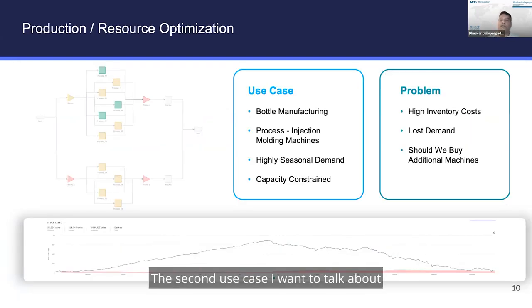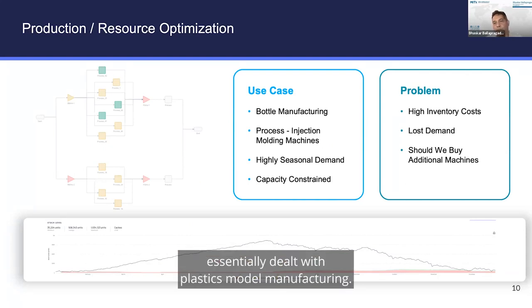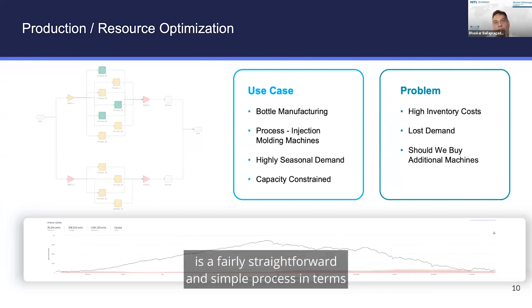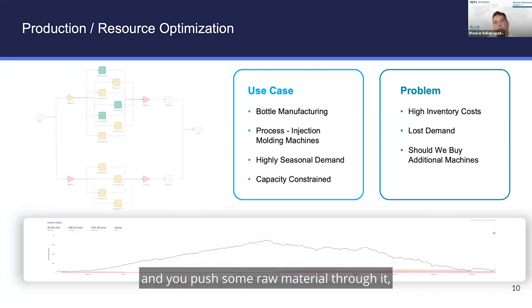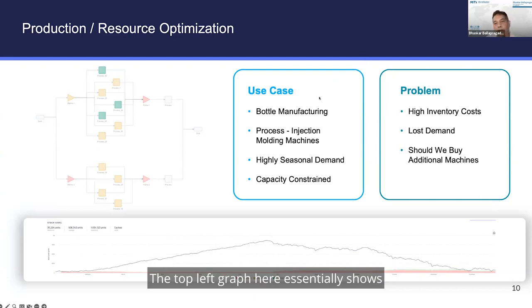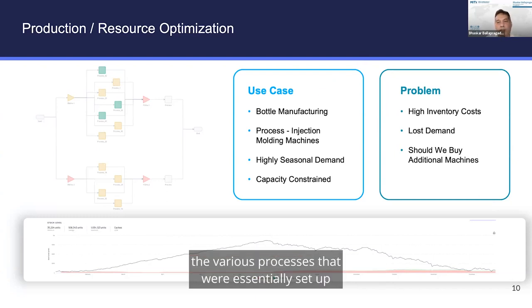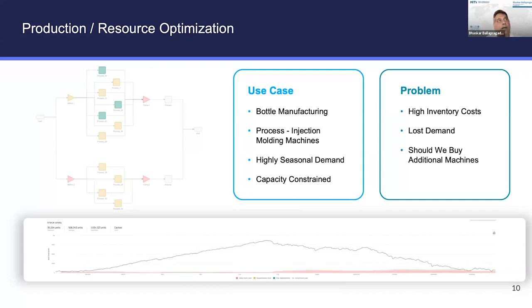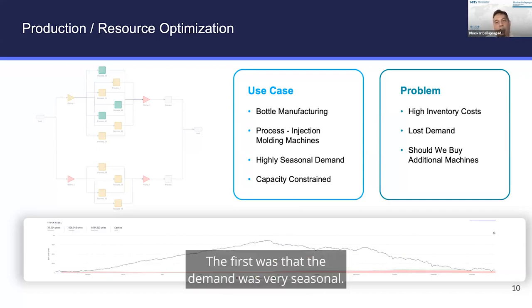The second use case I want to talk about centers around production. Now, this particular use case dealt with plastic bottle manufacturing. It's a fairly straightforward and simple process: you essentially have an injection molding machine and you push some raw material through it and out comes the end product. The top left graph here shows the various processes that were set up for the most part in parallel. The challenge that they were having was twofold. The first was that the demand was very seasonal, right?